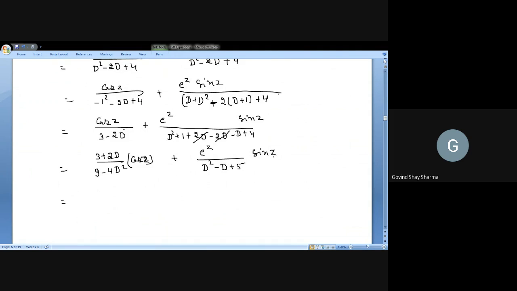So 1 upon 3 cos z plus 2D cos z is equal to sin z. Differentiation of cos z is minus sin z, and put D square equal to minus 1, so 9 plus 4 minus 1 is 9, and e to power z here again minus 1 square minus 2 plus 5.